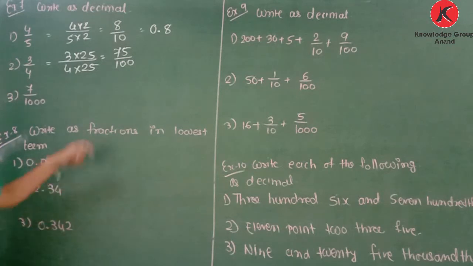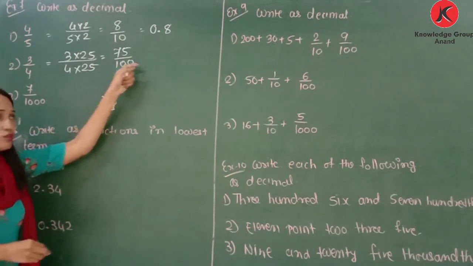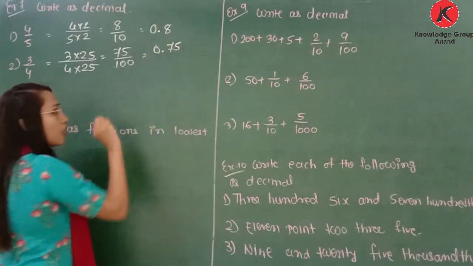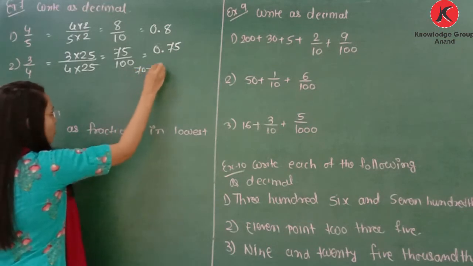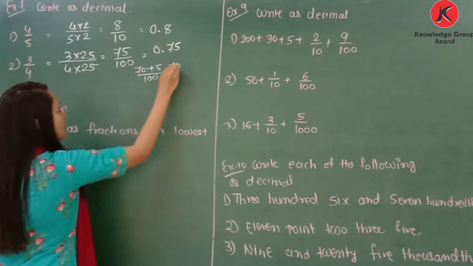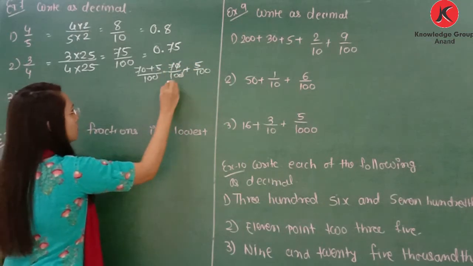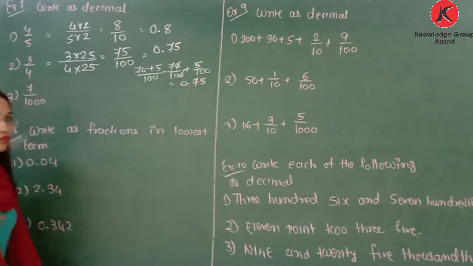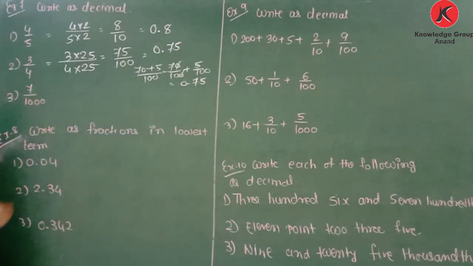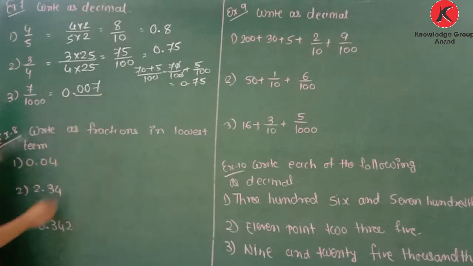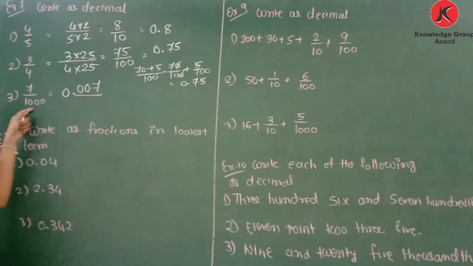Now I'll explain that whenever there are 2 zeros in the denominator, you can write it as 0.75. Otherwise you can write it as 70 by 100 plus 5 by 100. So now 7 by 10 and 5 by 100, it is 0.75. Now the next one, 7 by 1000. So we have 3 zeros in the denominator, which means 7, you need to write 0. So 3 digits must be there after the decimal point, so it is 0.007. This is the thousandth part.